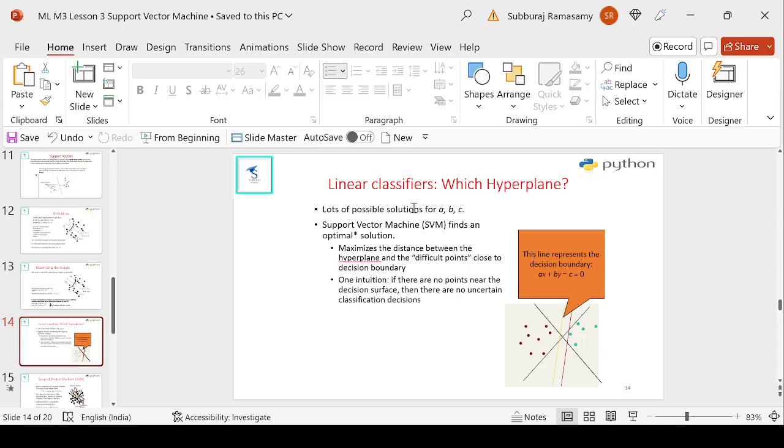So there are lots of possible solutions. Suppose we take this line ax plus by minus c equal to 0. There are lots of possible solutions for a, b, and c. The support vector machine finds the optimal solution. It maximizes the distance between the hyperplane and the difficult points, that is the support vectors, close to the decision boundary. Which is the decision boundary? The hyperplane at the distance from the nearest support vector is the decision boundary. If there are no points near the decision surface, then there are no uncertain classification decisions.